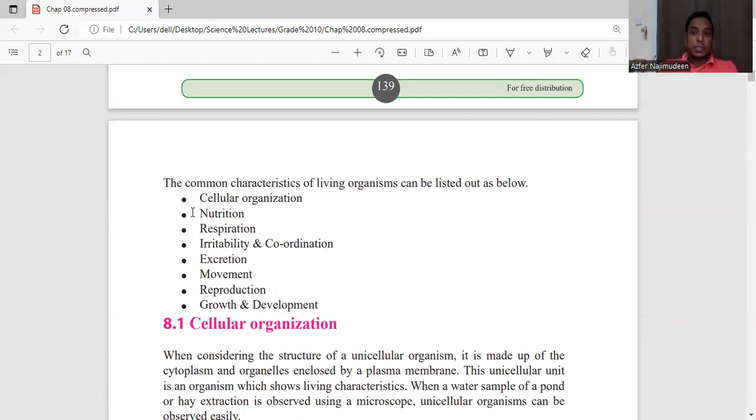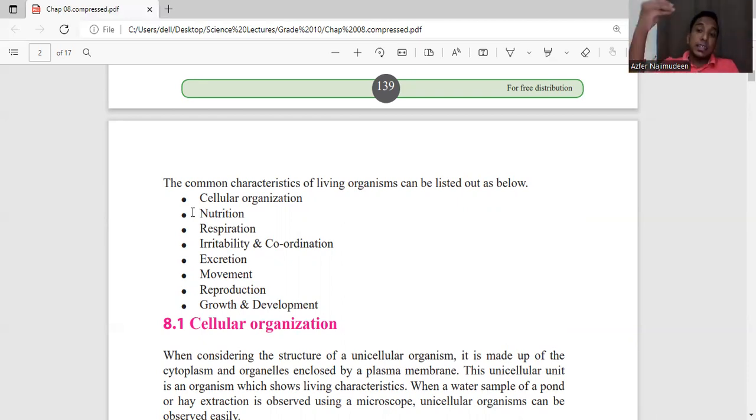Let me take a very good example. When you take a virus, in the earlier stage the virus was considered a non-living organism. But later they identified that a virus has one characteristic out of these 8. What is that characteristic? Reproduction. A virus can reproduce and produce multiple viruses, but that can be done only within a host cell. A host cell means inside a living cell.